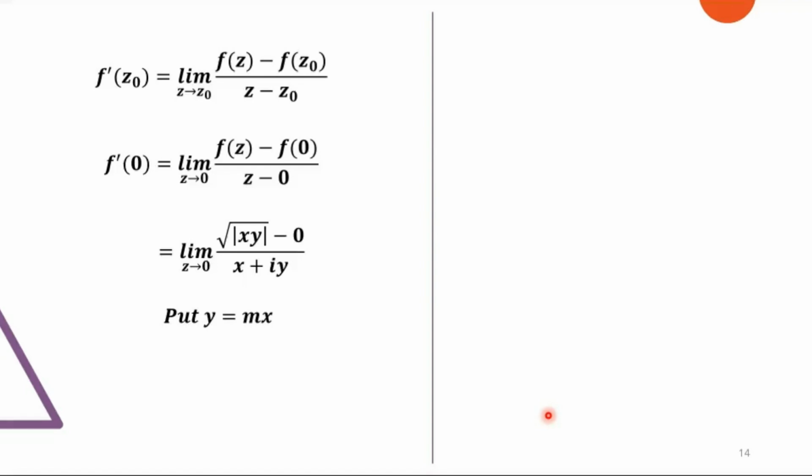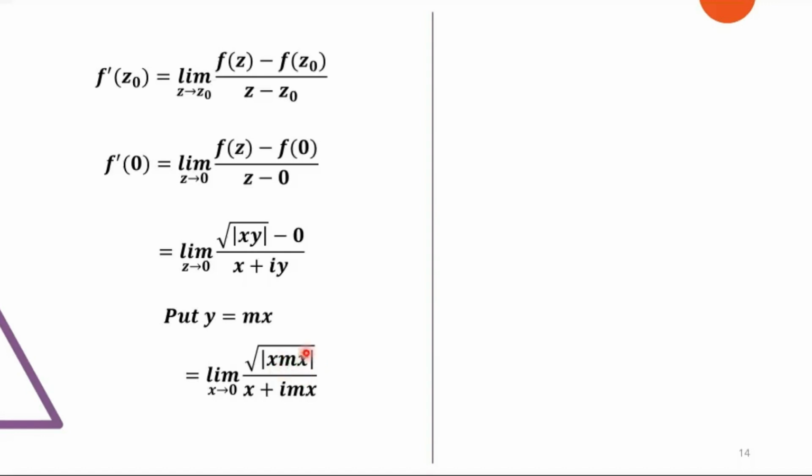y को हमें mx put करना है पूरे फंक्शन में, तो x into mx and then x plus i into mx. Now here we will get mx square or x square m. So when it comes out of the mod, you will get x square, and when it comes out of the root, x will come out. Denominator में से भी x बाहर आ जाएगा. Okay, here we are having x square.